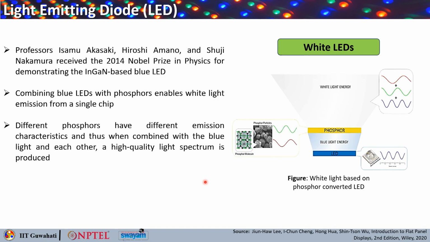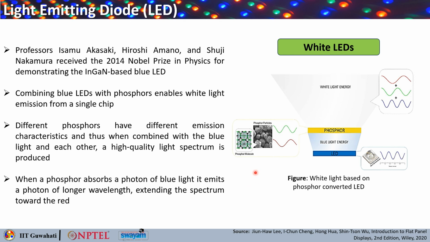Now, different phosphors have different emission characteristics, and thus when combined with the blue light and each other, a high quality light spectrum can be produced. So, what happens typically when a phosphor absorbs a photon of blue, it basically emits a photon of longer wavelength, or lower energy. So, longer wavelength means a yellow or a red, and that when combined with the blue photons can give you the white light, or the different versions of the white light.